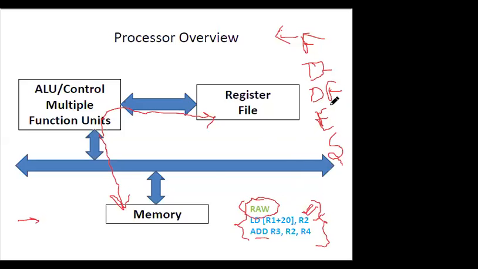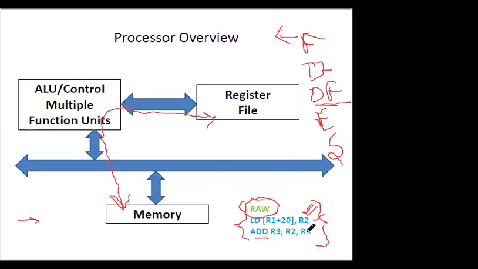Load instruction starts fetching data from R1 plus 20, and it has to execute. When this executes, it has to load data into R2. Till that time, this addition instruction has reached the data fetch part, so it is trying to fetch the data from the register sets R2 and R4.